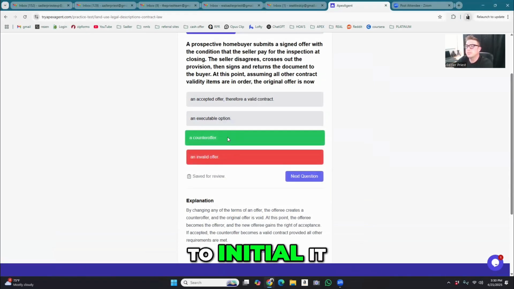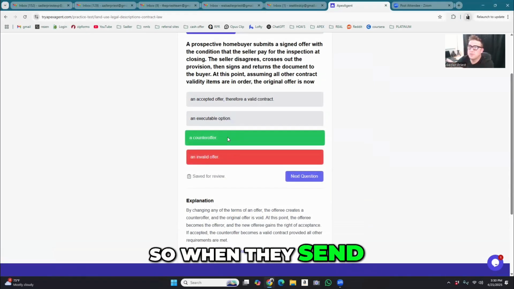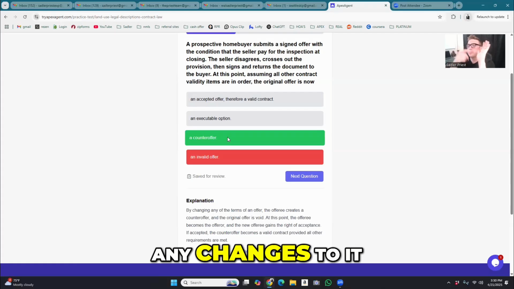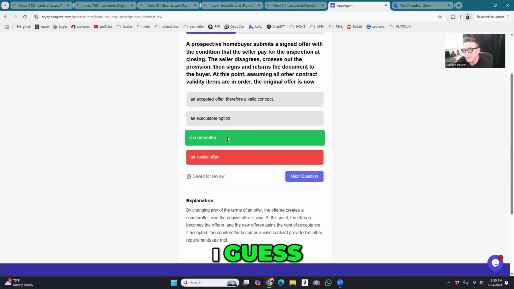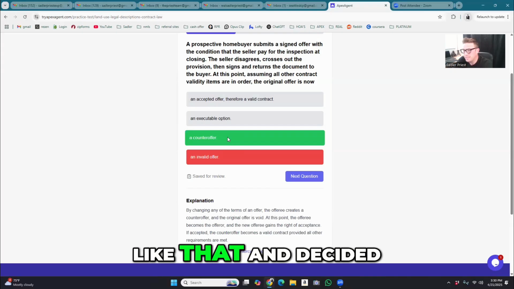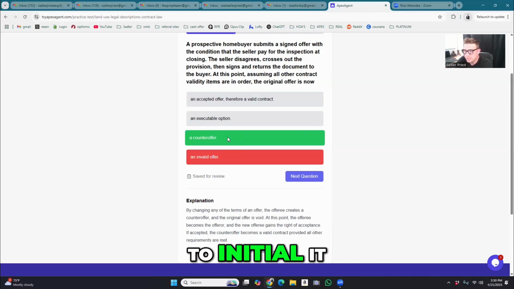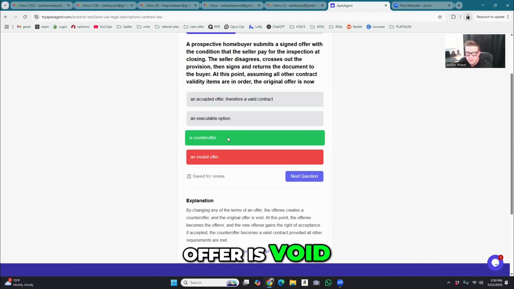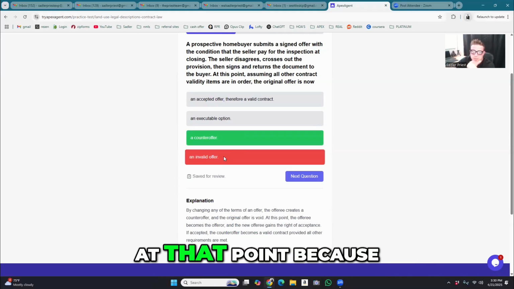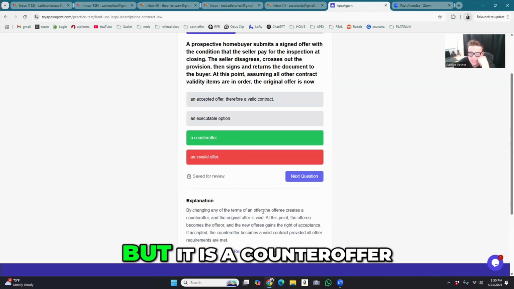So they want them to initial it. When they send over their initial offer, any changes to it, so if they strike something and then put their initials on it, that would be a counter. If they got that back like that and decided they did not want to initial it, that wouldn't be a counter. By changing any of the terms of an offer, the offeree creates a counter offer, and the original offer is void. It's an invalid offer at that point, but it is a counter offer.